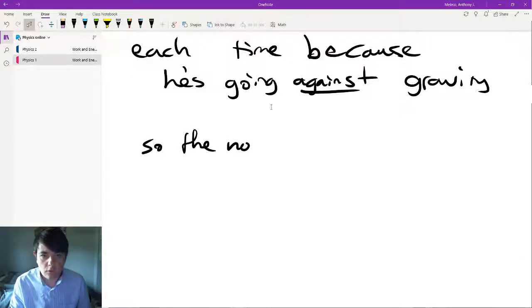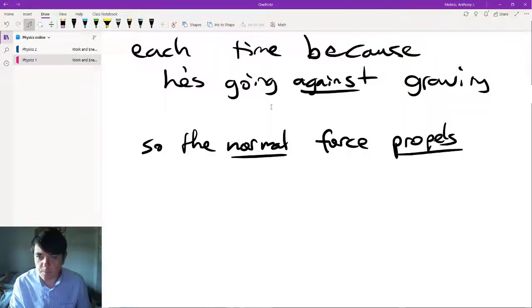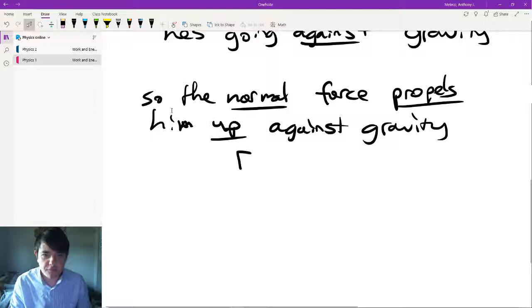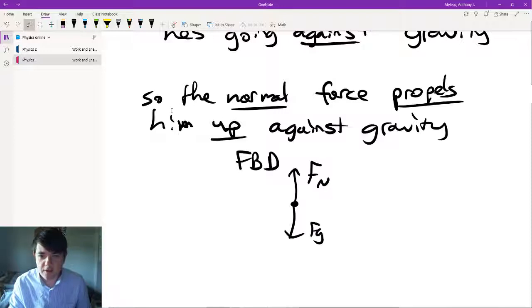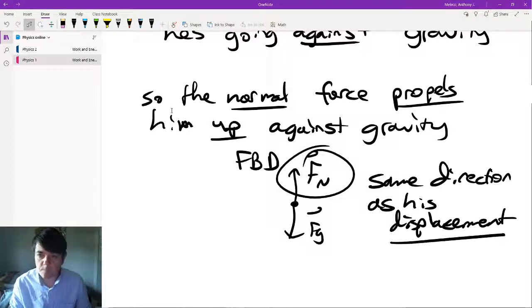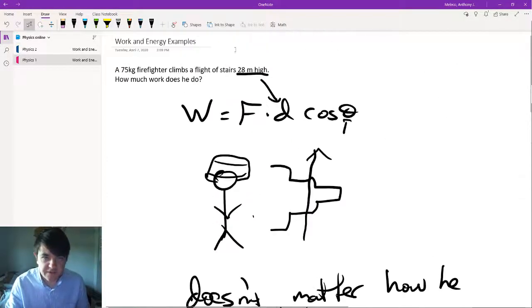The normal force propels him up against gravity. If we were to do the free body diagram of him, we have the normal force going up, and we have gravity pointing down. The normal force is in the same direction as his displacement, or distance. Displacement in this case, but we've been treating it as distance.